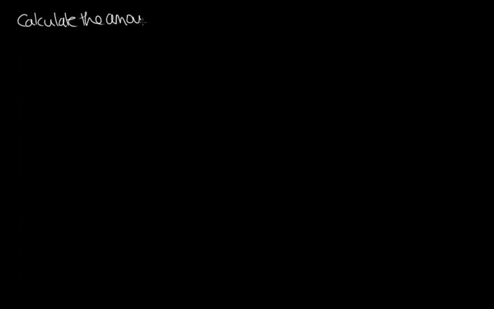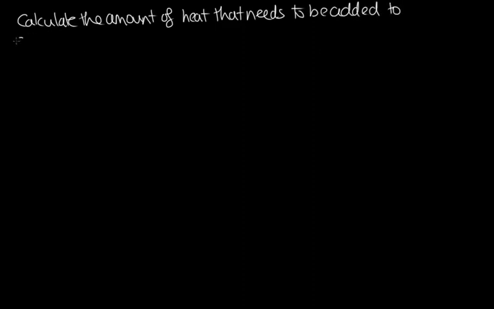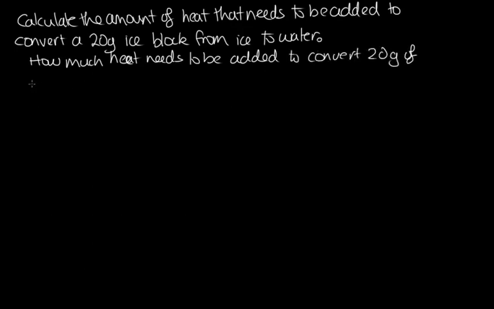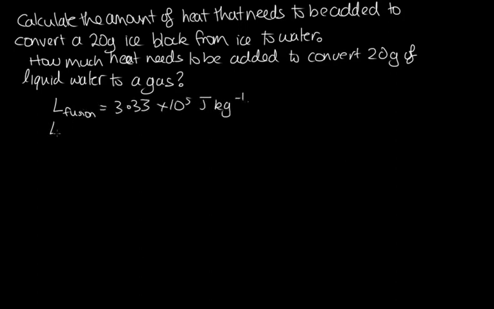Okay, so we're asked, calculate the amount of heat that needs to be added to convert a 20-gram ice block from ice to water. How much heat needs to be added to convert 20 grams of liquid water to a gas? And we're told the latent heat of fusion for water is 3.33 times 10 to the 5 joules per kilogram, and the latent heat of vaporization for water is 2.26 times 10 to the 6 joules per kilogram.